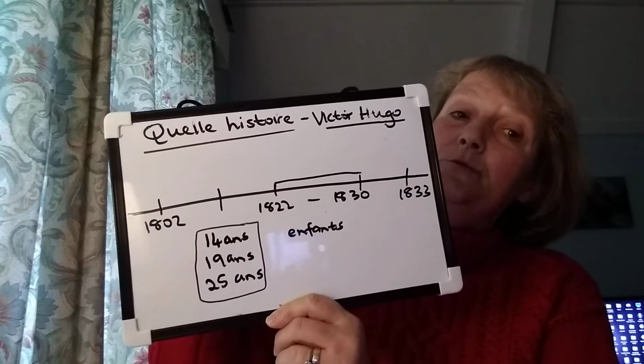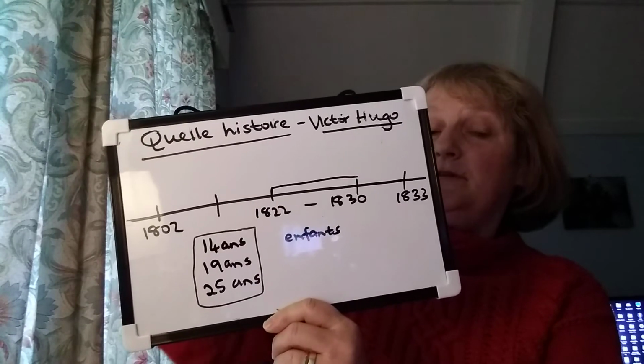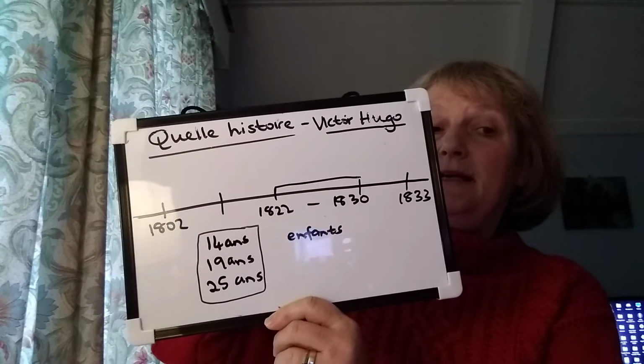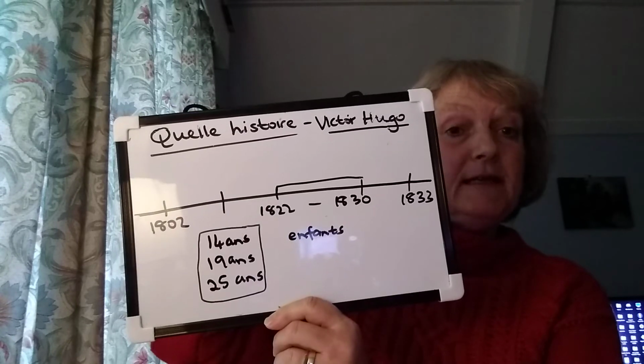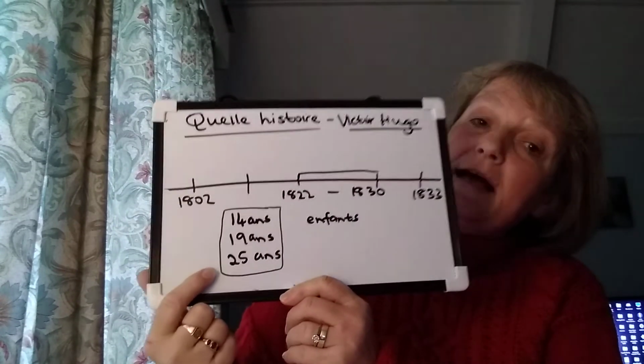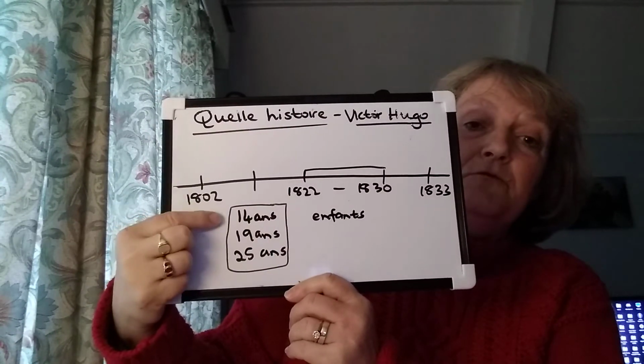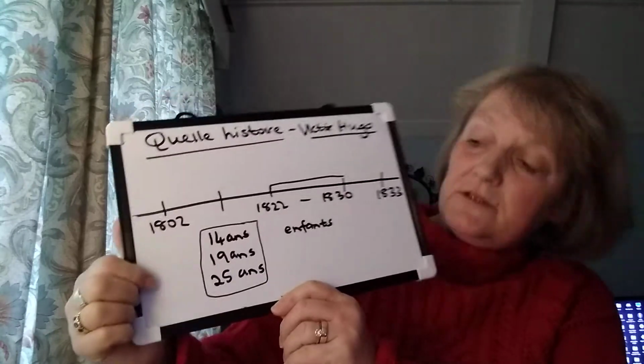Or you could say what happened to him. Qu'est-ce qui lui est arrivé? What happened, arrived at him. So arrivé à quelqu'un. Ça m'est arrivé, it happened to me. But it'd be to him, lui. Qu'est-ce qui lui est arrivé à l'âge de 25 ans? Okay, so at these periods of age, 14, 19, 25, what happened to Victor Hugo?